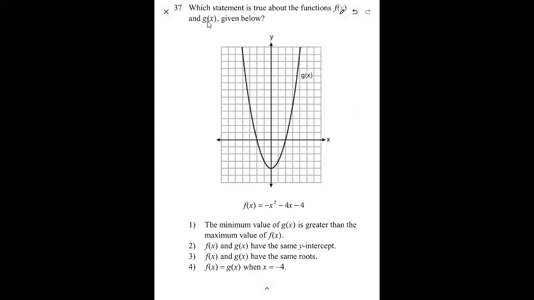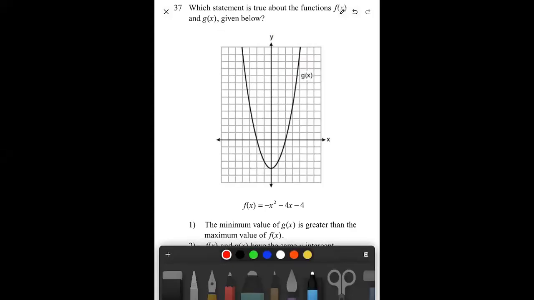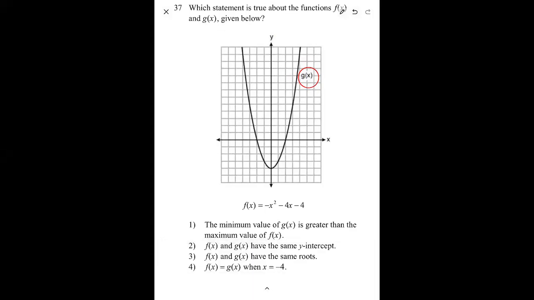Let me jump in. What we've got here says, which statement is true about the functions f of x and g of x given below? And then they give us a graph for g of x. So this is the g of x function. It's a quadratic, it's a smile. And then for f of x, they give us the function, and it's also a quadratic, but notice this one has a negative leading coefficient, so we know that this one should be a frown. Now we're going to compare these two quadratics and figure out which one of these statements, 1, 2, 3, or 4, is true.